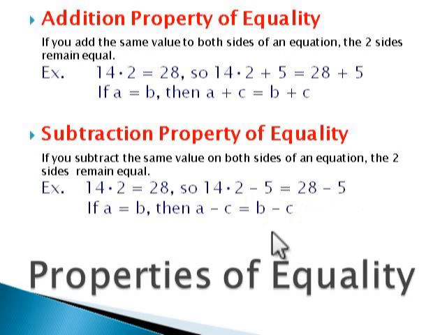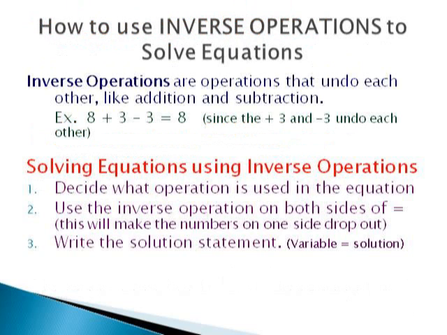That's important because if we don't have those properties of equality, we can't do the next thing we're going to look at, which is how to solve an algebraic equation using inverse operations. The word inverse means opposite. So inverse operations are operations that undo each other. So addition undoes subtraction. Subtraction undoes addition. Multiplication undoes division. Division undoes multiplication.